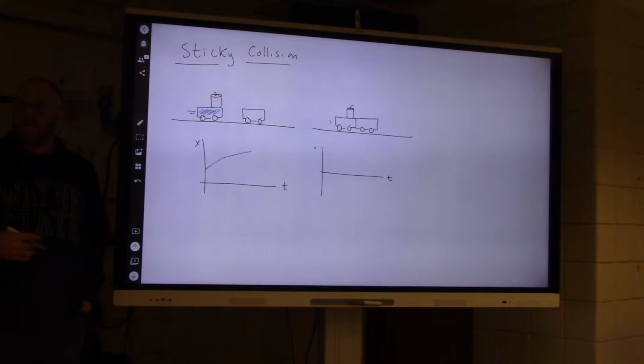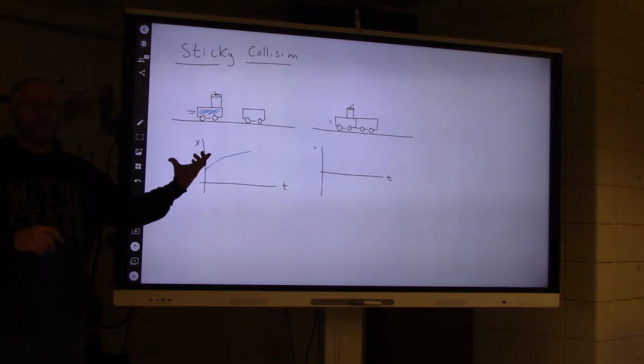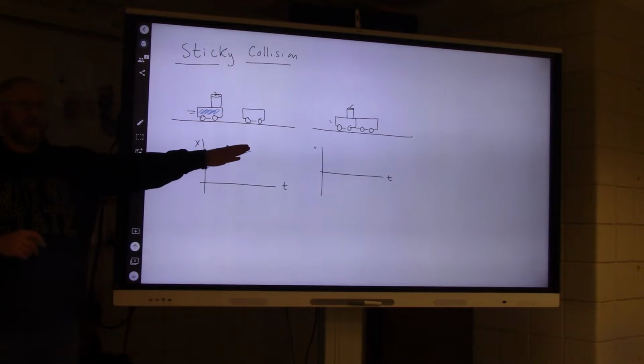What's wrong? You can't see? Oh, is that a V? Okay. Yeah. Is that X or Y? Yeah. It's X on the Y. So this is the position time graph, so it's an X, and that's the velocity time graph, so it's a V.